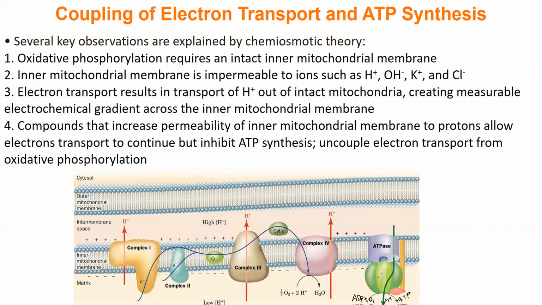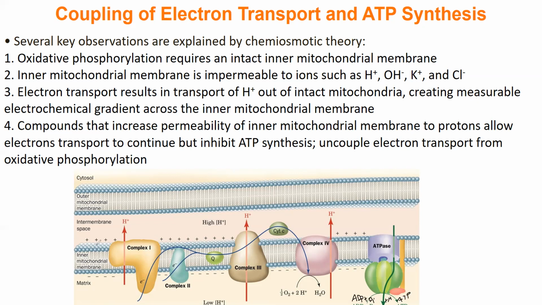that I have listed here. One, if you remove the inner mitochondrial membrane, you have destroyed oxidative phosphorylation. So scientists have learned, to do this, you need an inner mitochondrial membrane. And when they look at the inner mitochondrial membrane, they notice that it's impermeable to small ions, protons, hydroxides, potassiums, chlorines. So that's another piece of information.